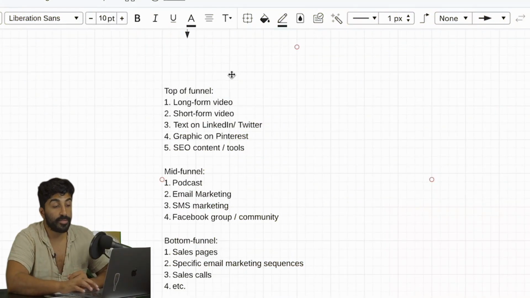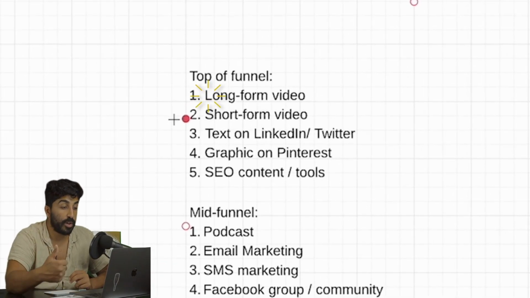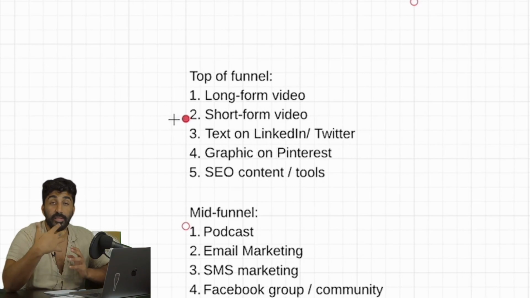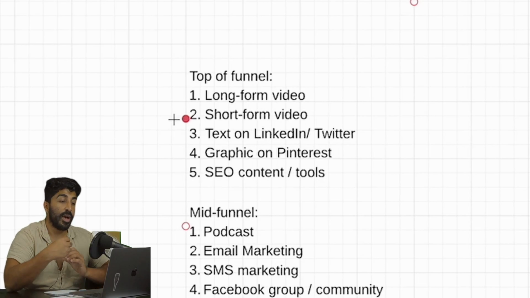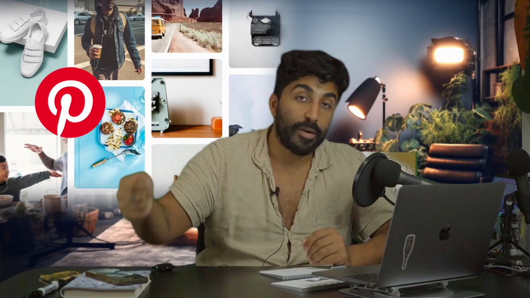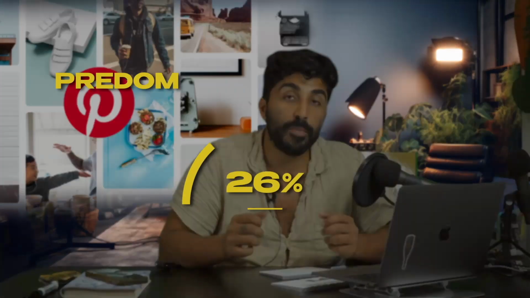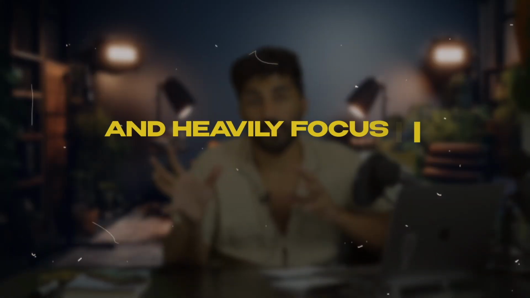So if you look here, with content marketing, your top of funnel content marketing includes long form YouTube videos, short form videos across Instagram, TikTok, Facebook, LinkedIn, text posts on LinkedIn and Twitter and Threads, graphic content on Pinterest, SEO content on your websites, free tools, and the list goes on here. Again, this is about understanding who your target audience is. So for example, if your target audience is full of SEO technical writers, then you're probably not going to want to make graphic content on Pinterest, which is 70% predominantly female and heavily focused on e-commerce.